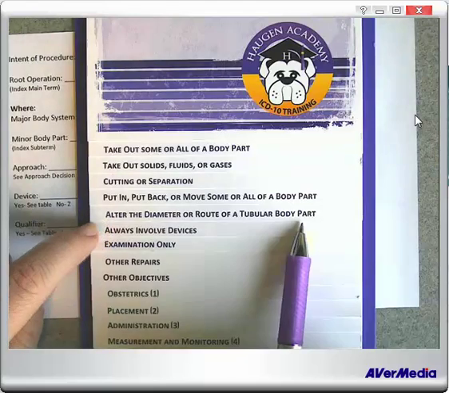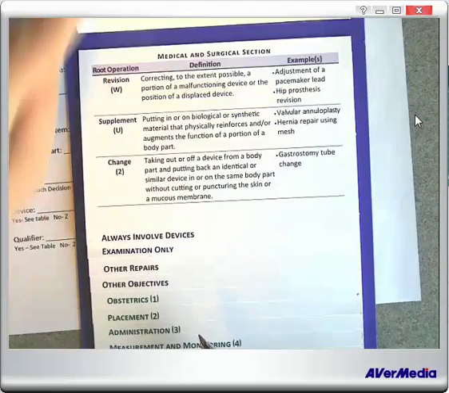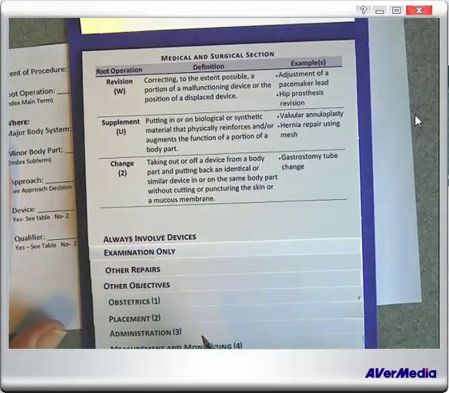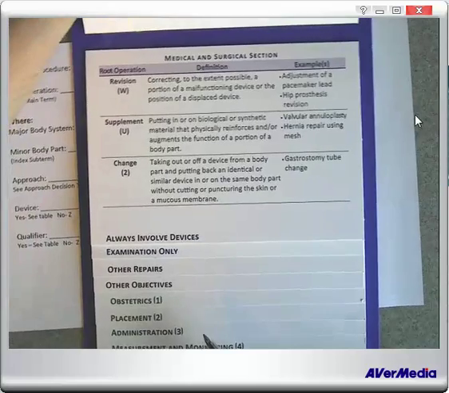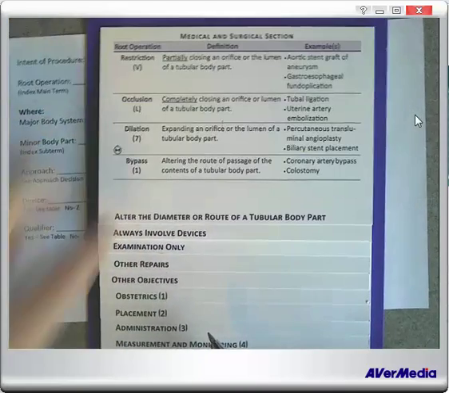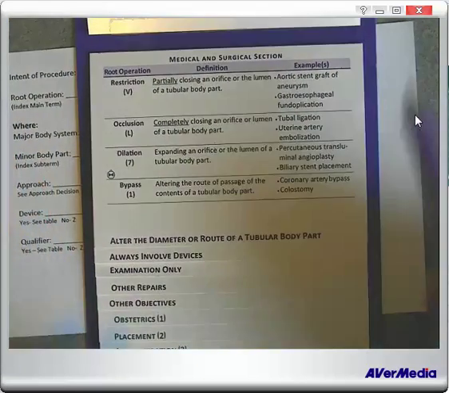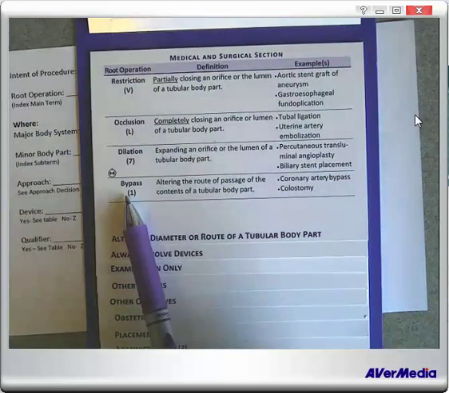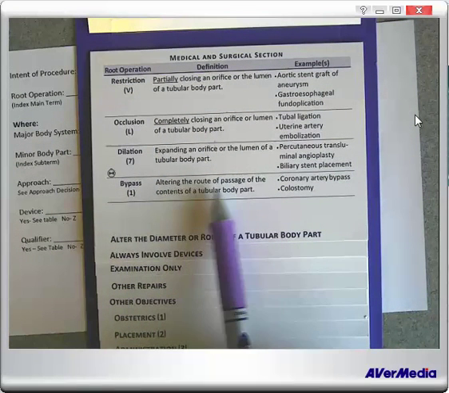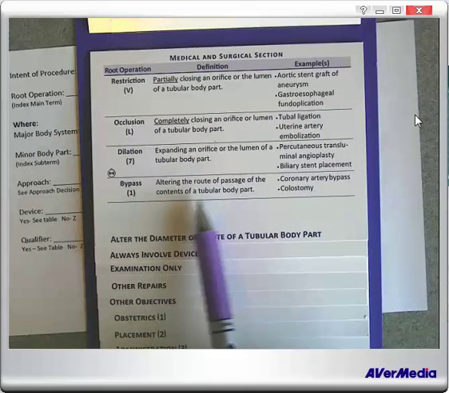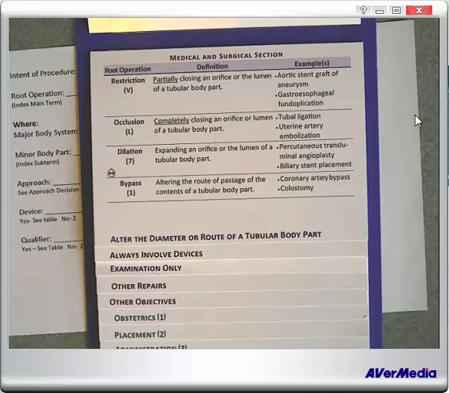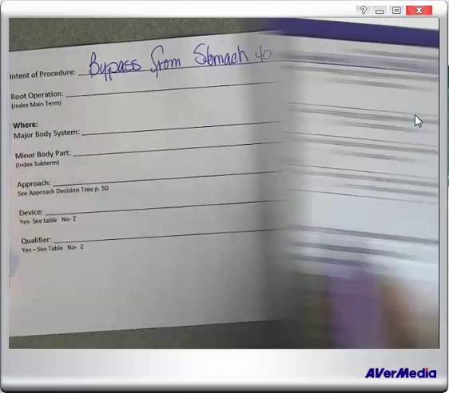So let's go ahead and look there. Oops, flipped the wrong one. Sorry about that. Okay, here we go. And if we look right here, we have bypass, altering the route of passage of the contents of a tubular body part, which is exactly what we're doing. So we know that our root operation is bypass, and that's represented by a 1.